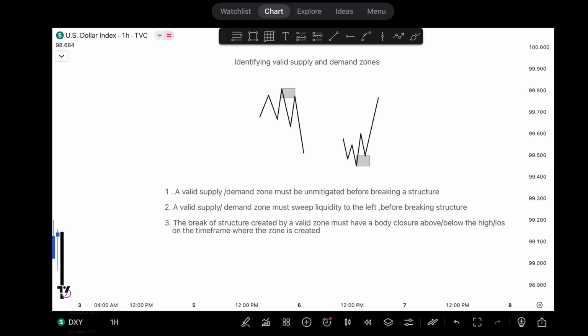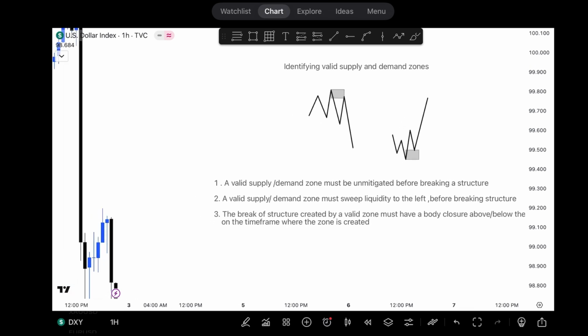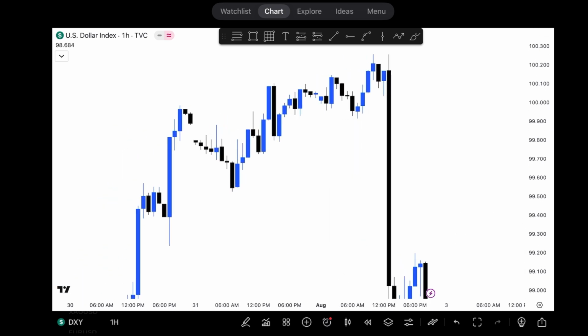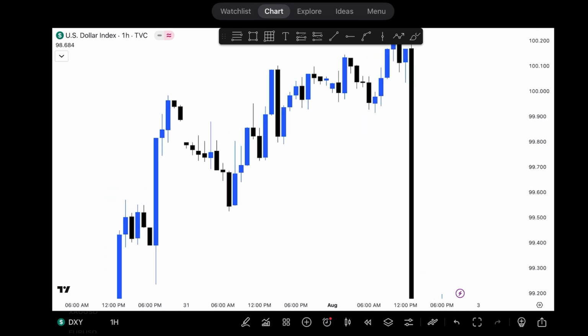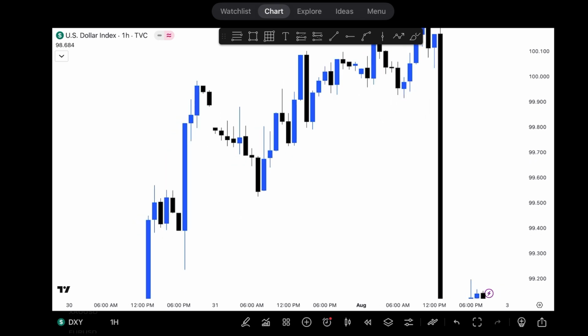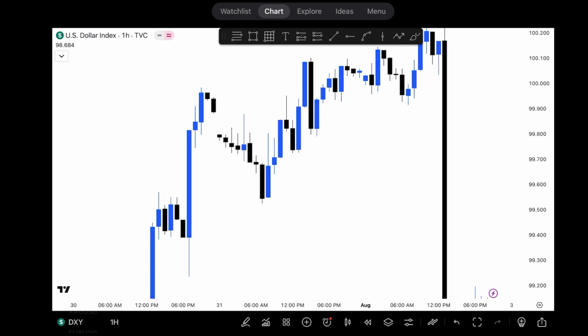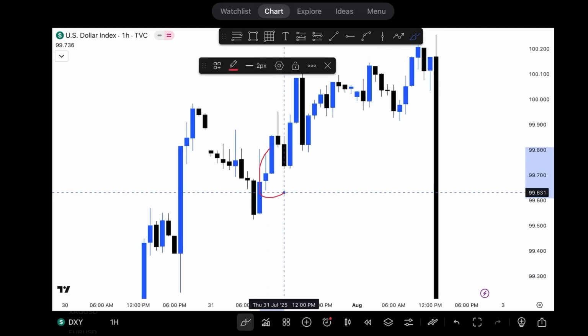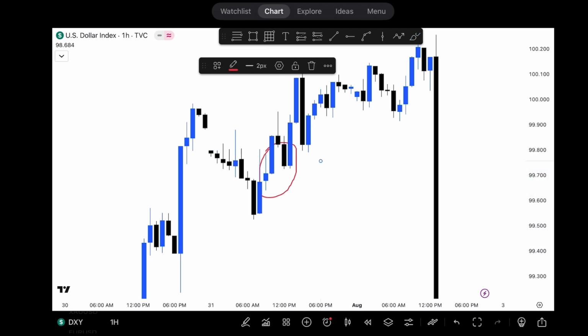So every time you're looking for a demand zone or a supply zone, make sure it is unmitigated. Let's just go to a chart and look for an example of a mitigated zone. Okay, for instance, look at this particular area right here. Look at this. That is a demand zone, and it has been mitigated.